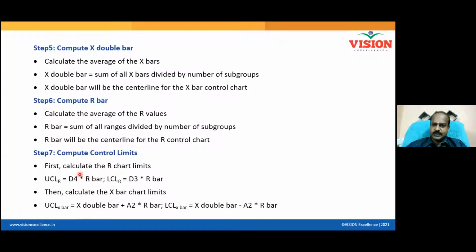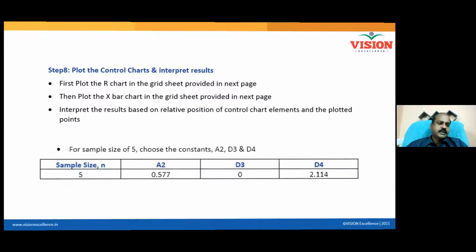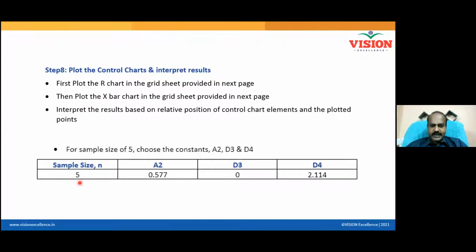What is our subgroup size? Our subgroup size is 5. Every subgroup had 5 samples. And then for the X bar chart, the upper control limit is X double bar plus A2 into R bar. The lower control limit is X double bar minus A2 into R bar. A2 is again a constant depending on subgroup size. So for a subgroup size of 5, A2 is 0.577, D3 is 0, D4 is 2.114.